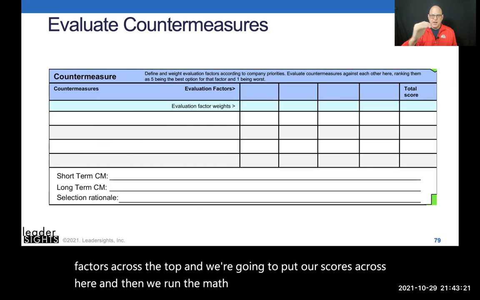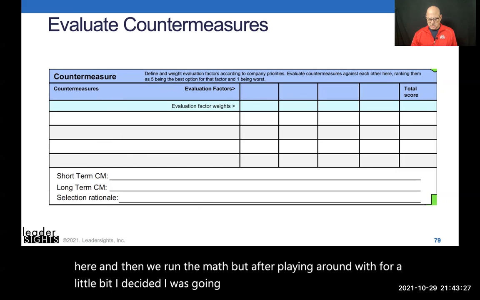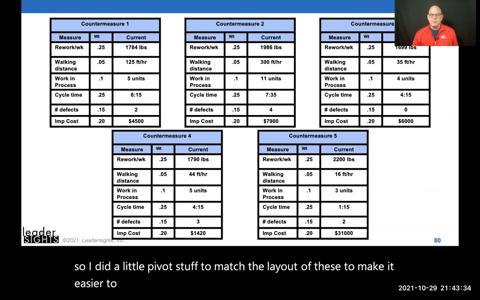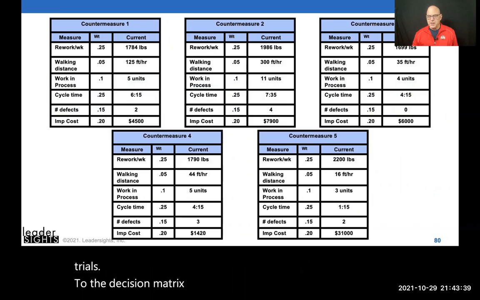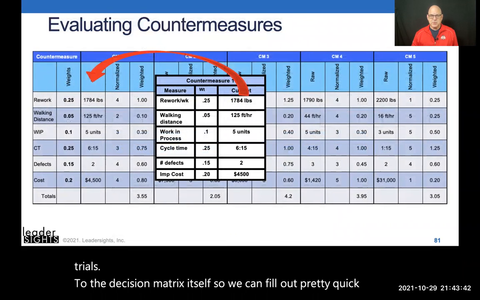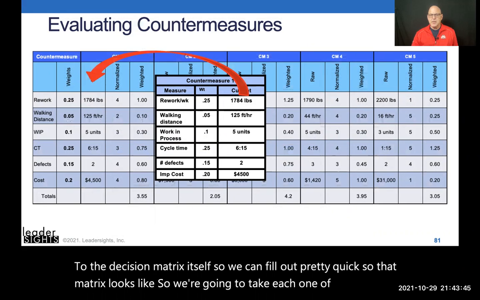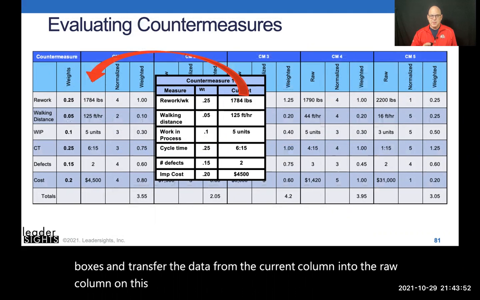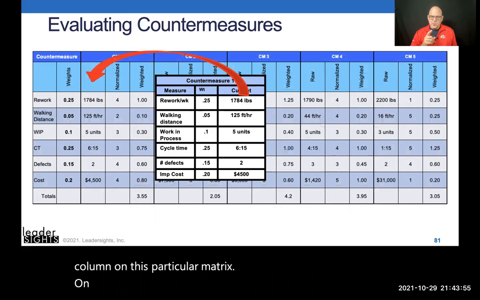But after playing around with this for a little bit, I decided I was gonna turn it on its side. So I did a little pivot stuff to match the layout of these to make it easier to transfer the scores we got from our 5 trials to the decision matrix itself, so we can fill out pretty quick. So here's what that matrix looks like. We're going to take each one of the score boxes and transfer the data from the current column into the raw column on this particular matrix. And we'll do that with every one of the countermeasures across the board.